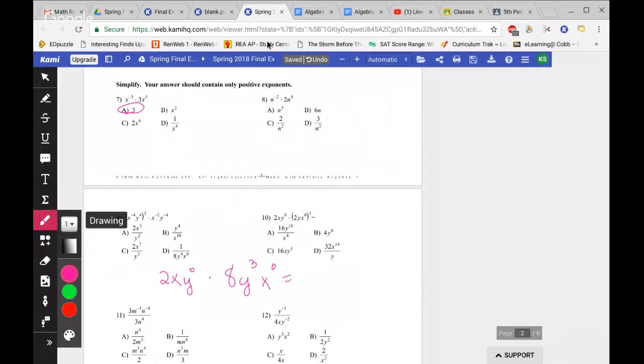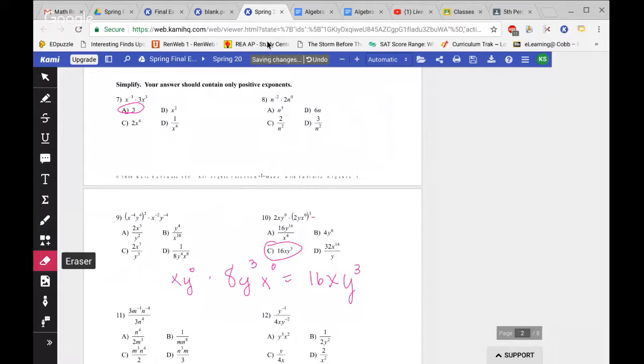Yes. So now we'll add those. We're going to multiply our regular coefficients first. So 2 times 8 is 16, because they just get multiplied just like normal. Nothing changes for your regular coefficients. And then we've got an x with an understood 1 on it, and we've got an x with a 0 on it. So 1 plus 0 is 1. And then 0 plus 3. So that looks like that. Does that make sense? Yes. Okay. So that's C.